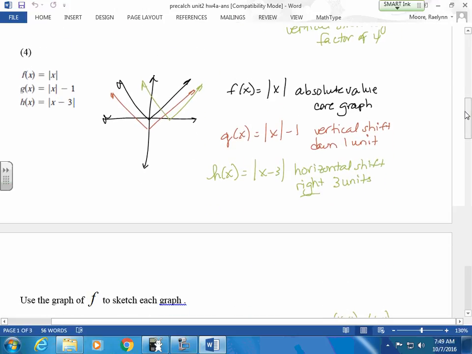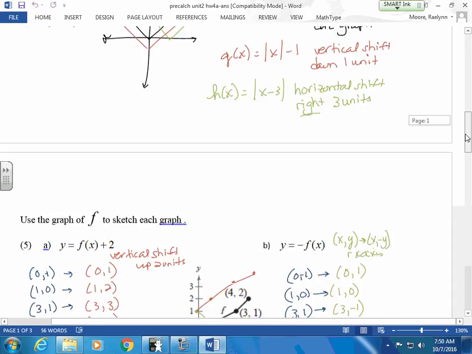Okay. Absolute value, everybody okay with this? Absolute value, which one changed the range on this? Which one is that, first, second, or third? Second. So a vertical shift caused your range to change. So we're good with this?